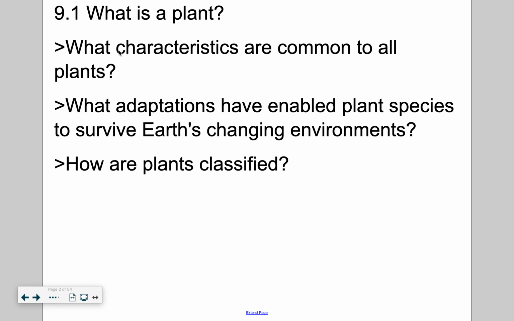So plant diversity. First off, today we're going to talk about characteristics that are common to all plants. What are those adaptations that enabled plant species to survive Earth's changing environments? And finally, how are plants classified? Now, we did an adaptation project with animals when we were talking about natural selection. And so remember, adaptations are a feature that an animal has, or a behavior, or maybe a physiological mechanism that allows it to survive better in its environment than other organisms. When we did our plant/animal adaptation, all of you pretty much chose animals. No one really chose plants, okay?